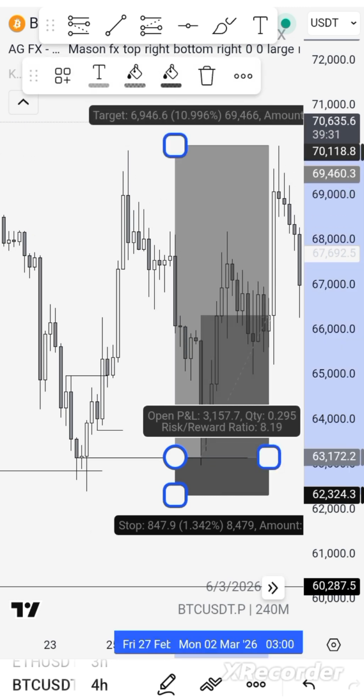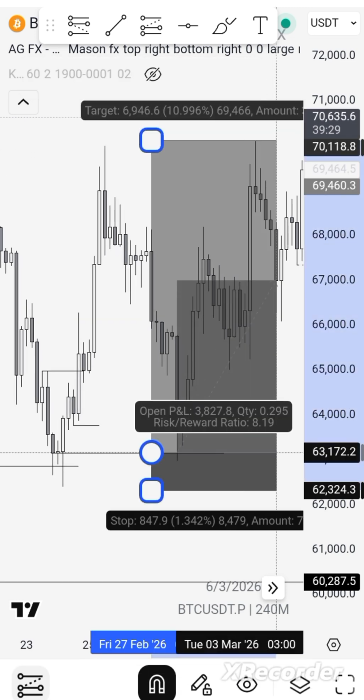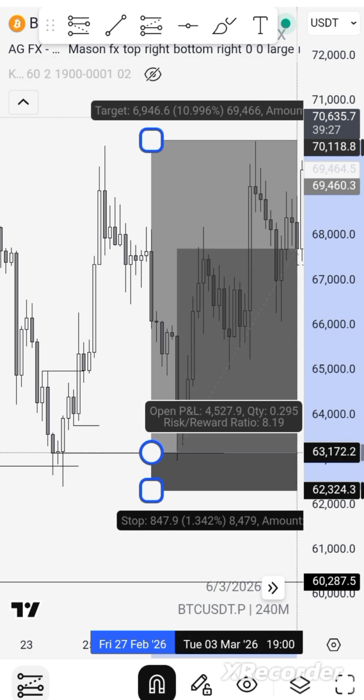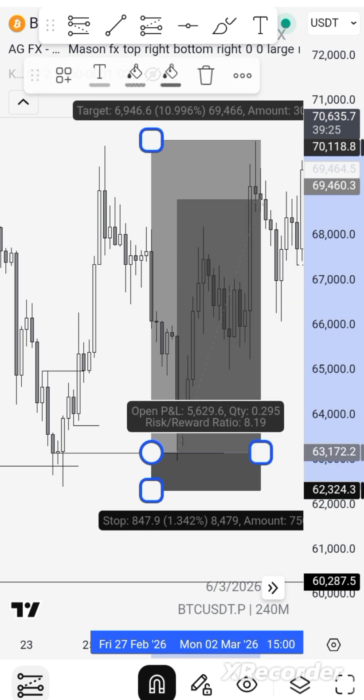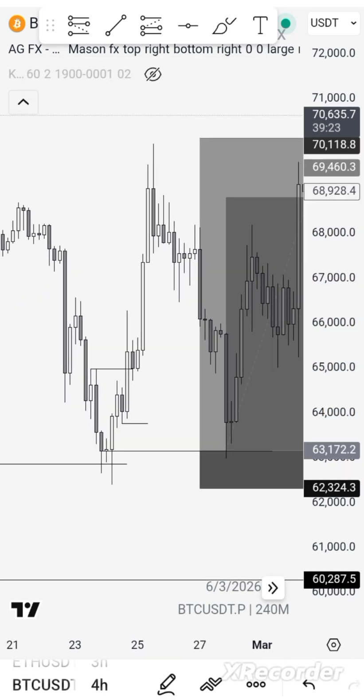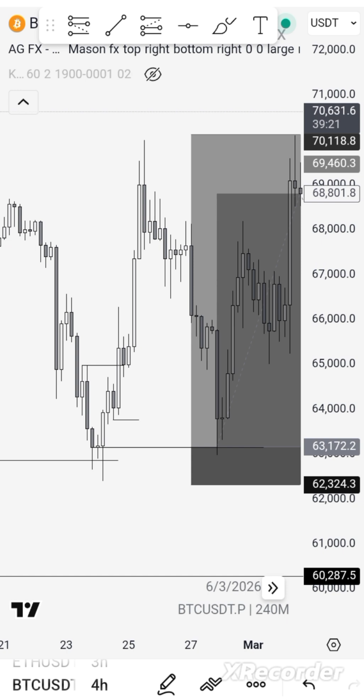Look at your trade here. Can you see it? Very, very simple. This is your trade here. Can you see? Daily rejection, 4 hour breakout, and then your apex entry.